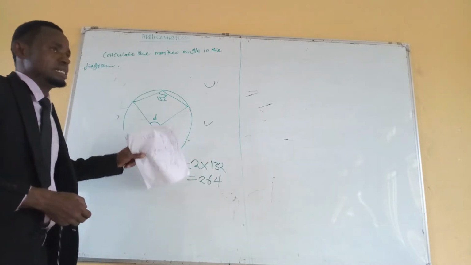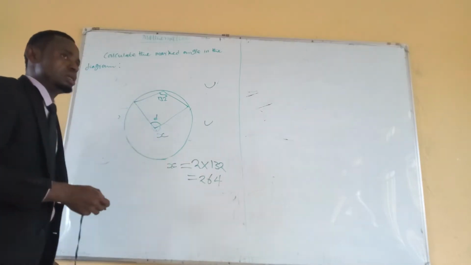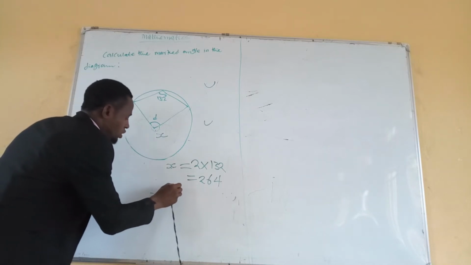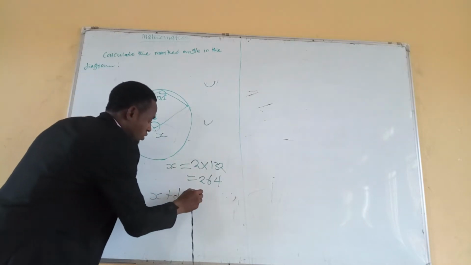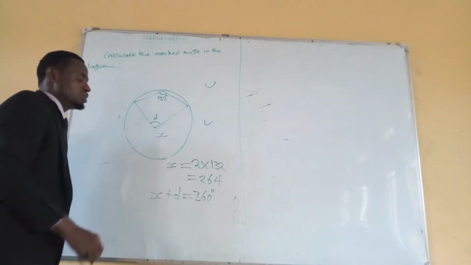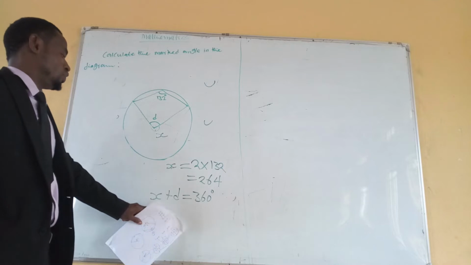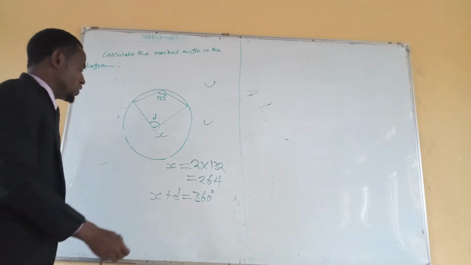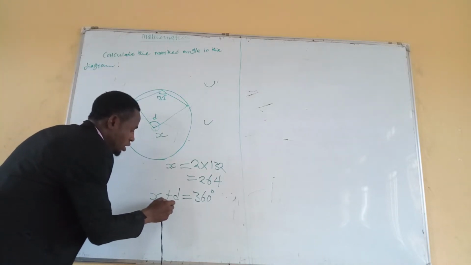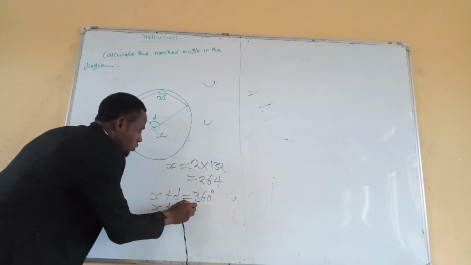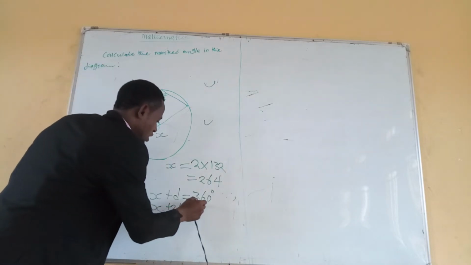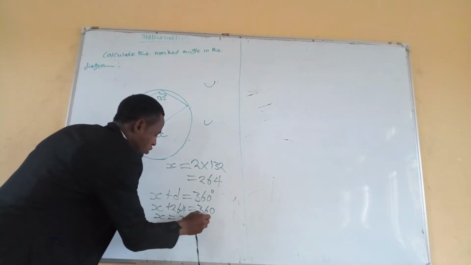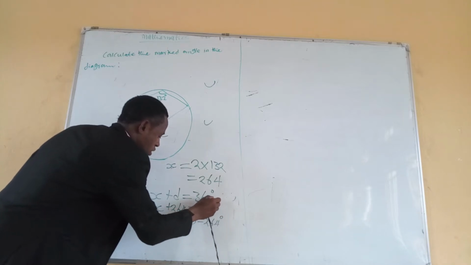Having gotten the value of x, you can now go to calculate d using what you have learned since JSS1. We have x plus d is equal to 360. Hope you know this theory: angle at a point. The sum of angles at a point will give you 360 degrees. Okay, so we have x plus 264 will give us 360. So x is equal to 360 degrees minus 264 degrees.